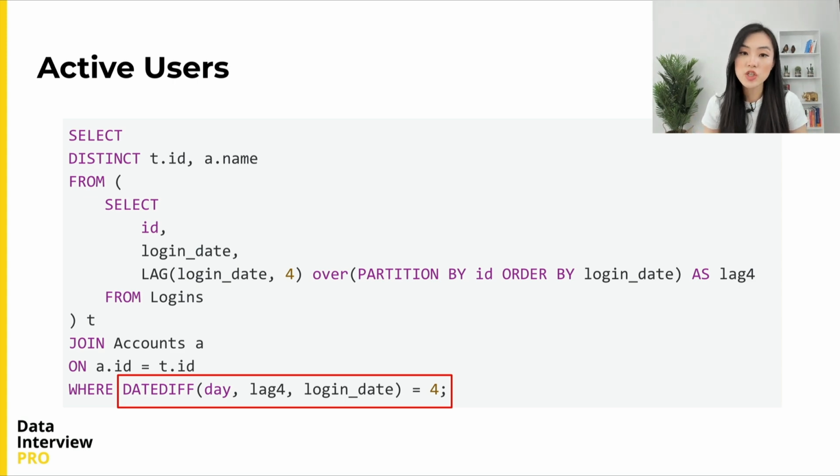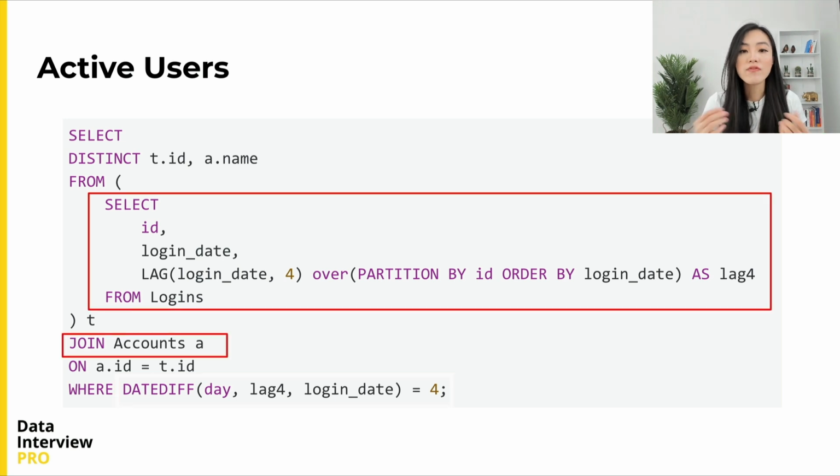The datediff function is used for calculating the difference between dates. In Microsoft Transact SQL, we also need to specify the unit of the difference, which is in days. And we want the date difference to be exactly 4. Based on that idea, we can finish up the query.